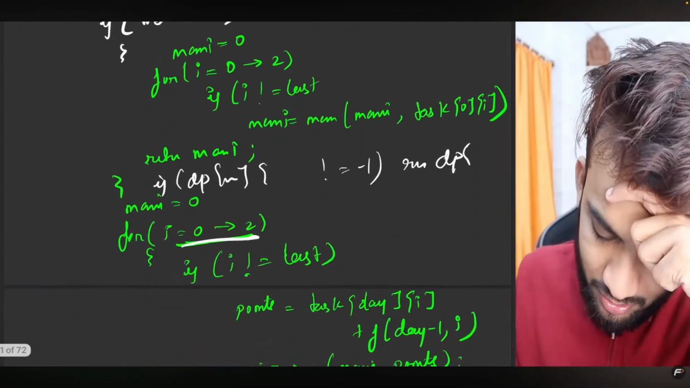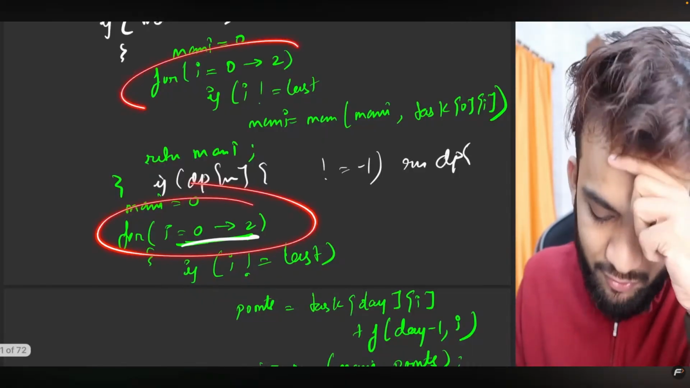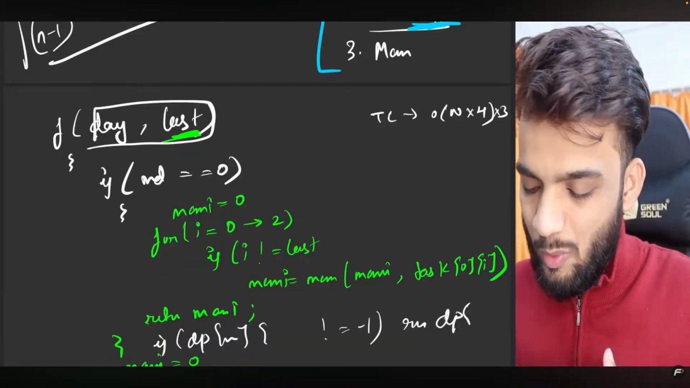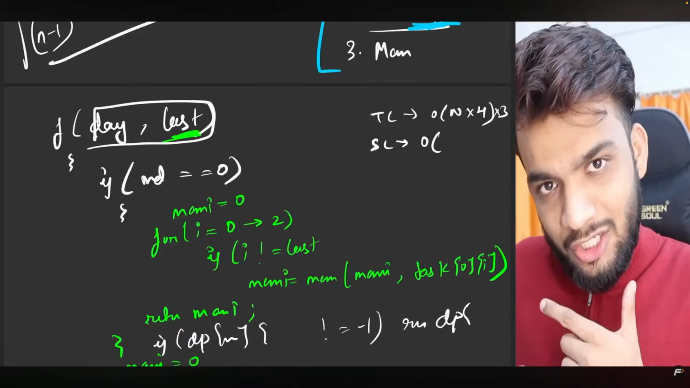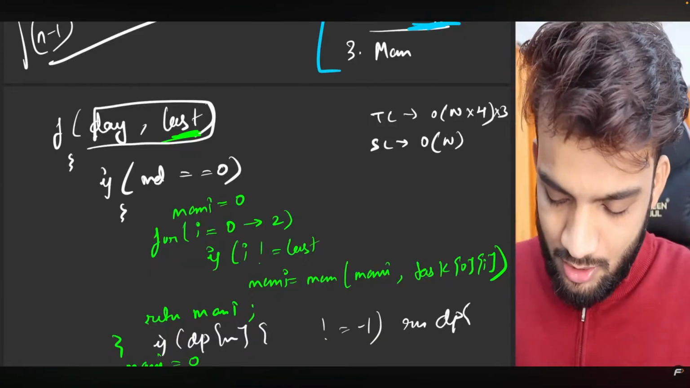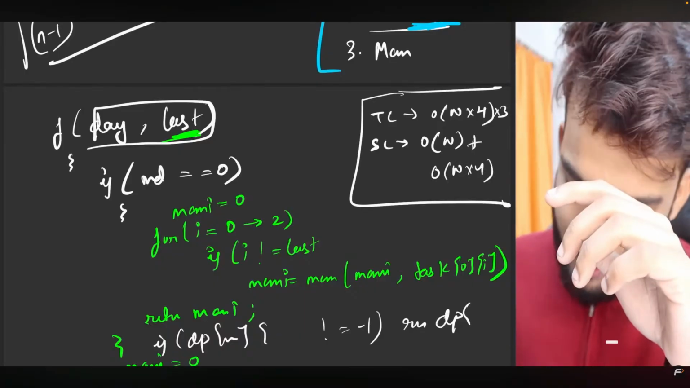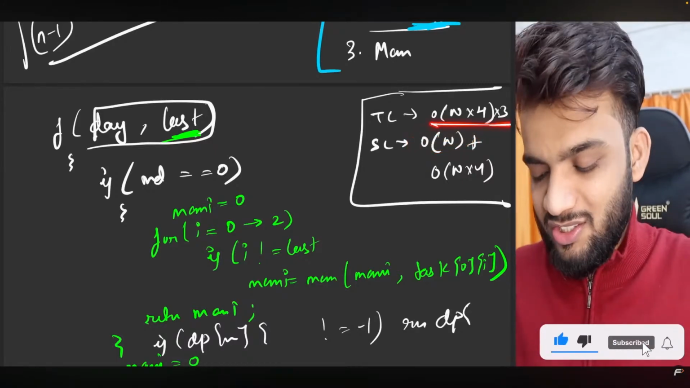If you carefully observe, for every state we were actually running a for loop of size 3. So I can say the time complexity is n cross 12, and the space complexity is big O of n for the recursion stack space, because at max you'll go for n days, plus n cross 4. So this will be the recursion plus memoization complexity, and this recursion stack is an extra that you have to omit, and this you cannot reduce otherwise.